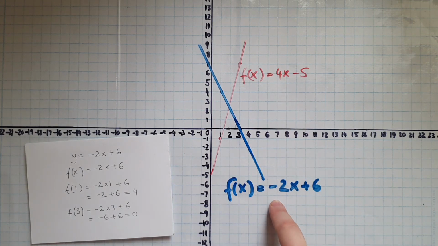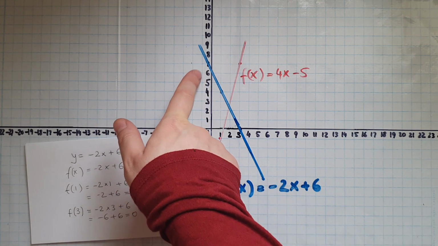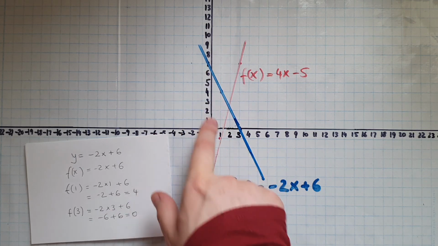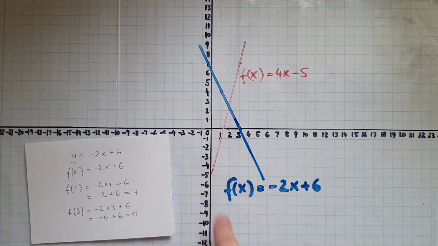And this one here goes down by 2 each time. So if you use the y-intercept and then go down 2 each time, so from 6, then you go to 4, then you go to 2, 0, -2, and so on.